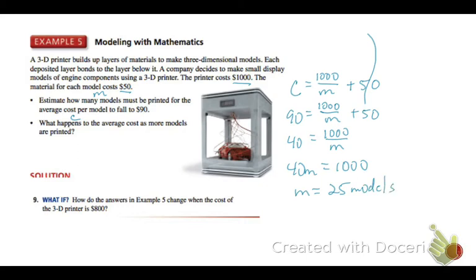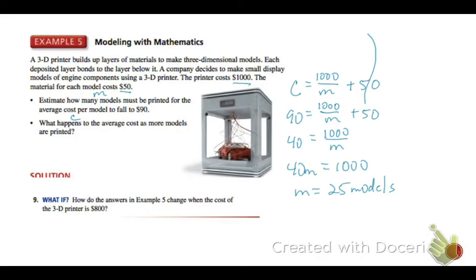So if we print 25 models, then the average cost will be the $90 per model. That's because the cost of the printer, $1,000, is shared amongst the models, plus you have that $50 per model tacked on at the end.